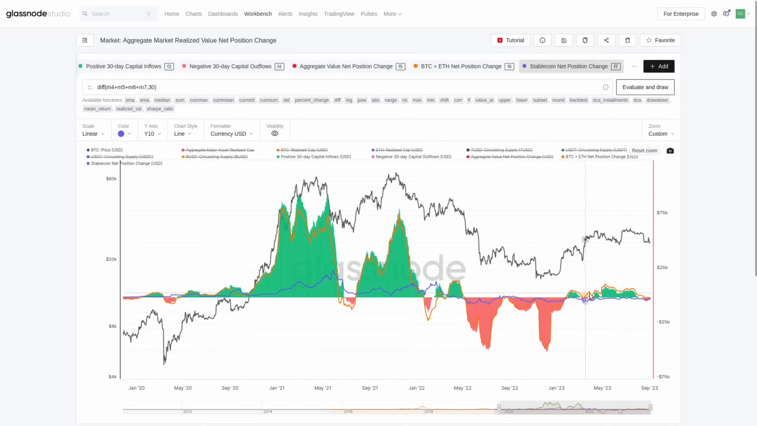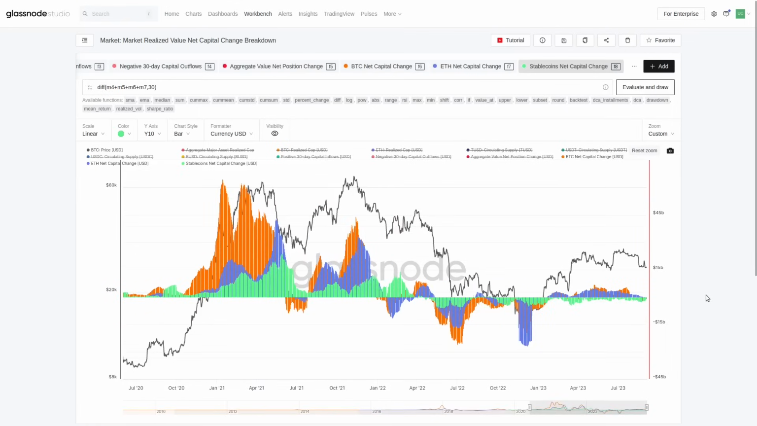The impulse that we saw at the start of the year was the orange curve, and that is Bitcoin plus Ethereum. Basically, capital was flowing into the majors. It was flowing out from stablecoins. And you can see that all of these have now reverted into net outflows. Let's break this down even further.